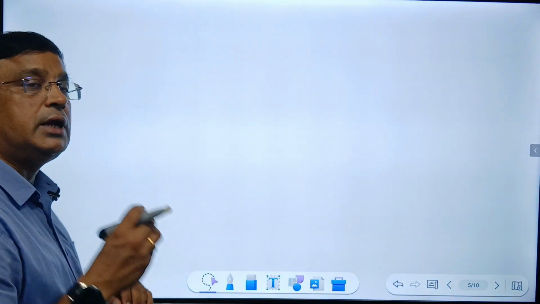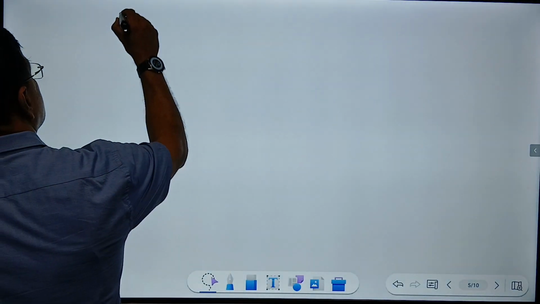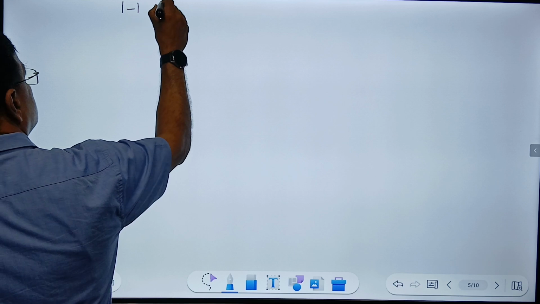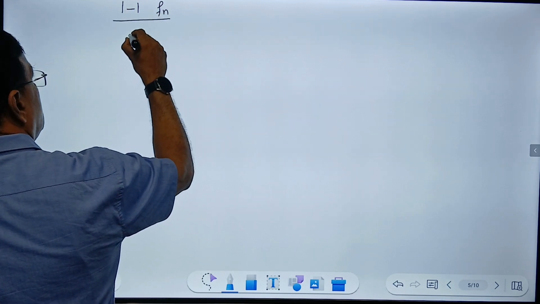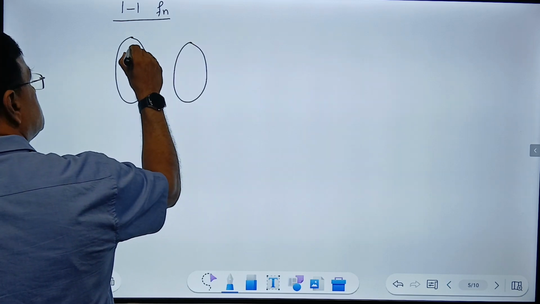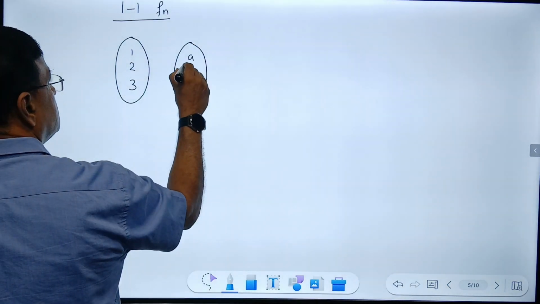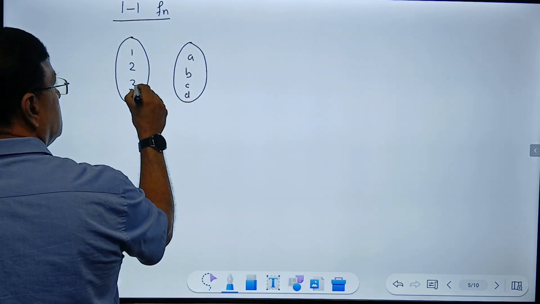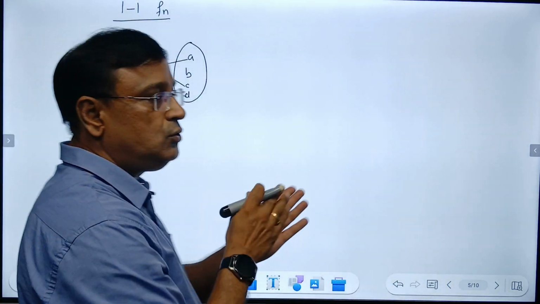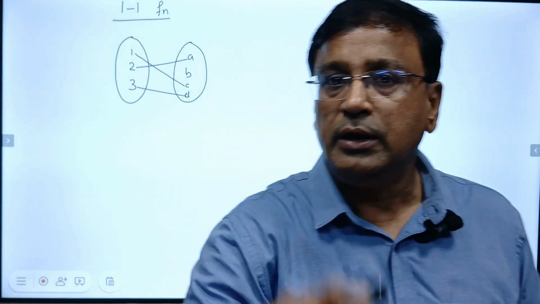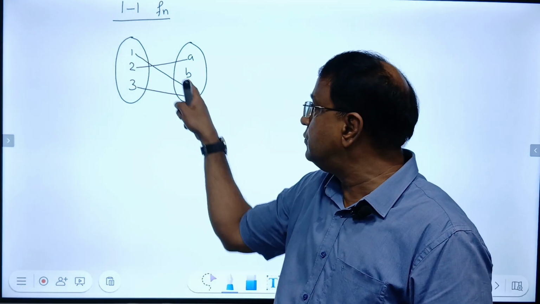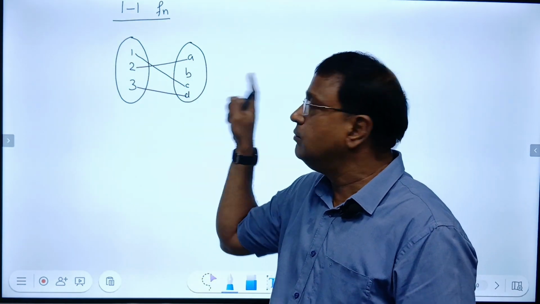Now there are different types of function. The first type is one-to-one function. Now what is one-to-one function? The formal definition is given in relations and function, but I'll just give you diagrammatically what it is. See, 3 goes to D, 2 goes to A, 1 goes to C. So this is 1 to 1. Each element in the domain goes to exactly one element in the codomain.